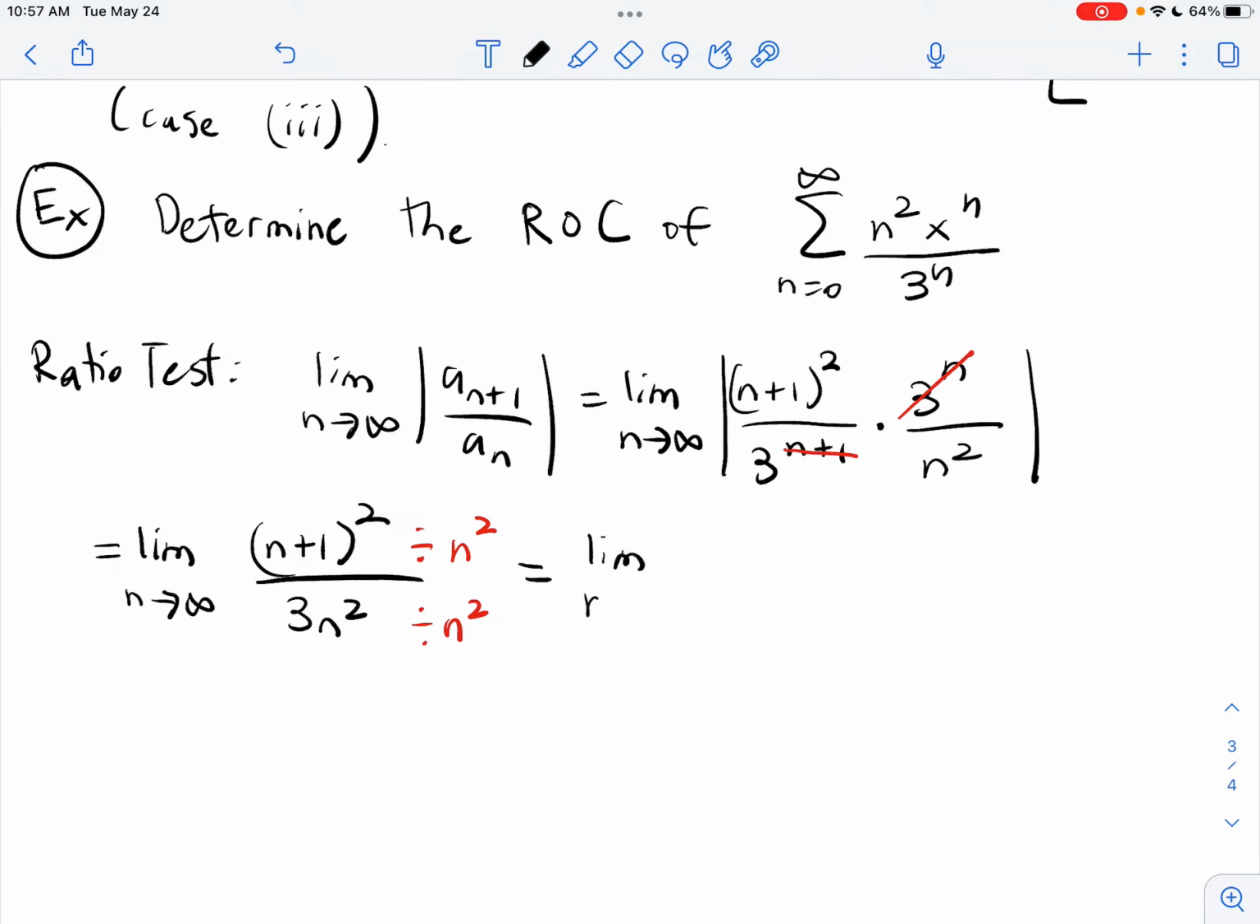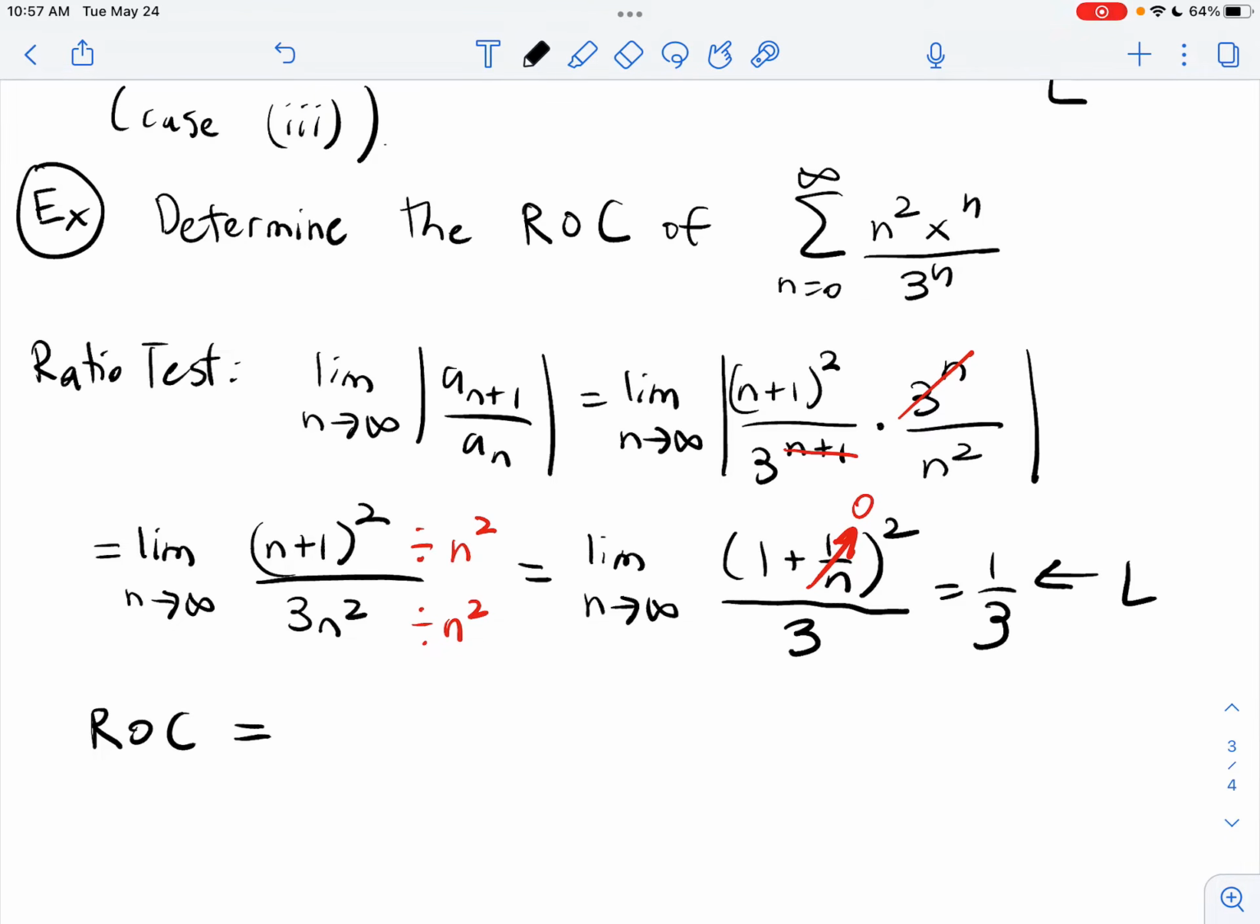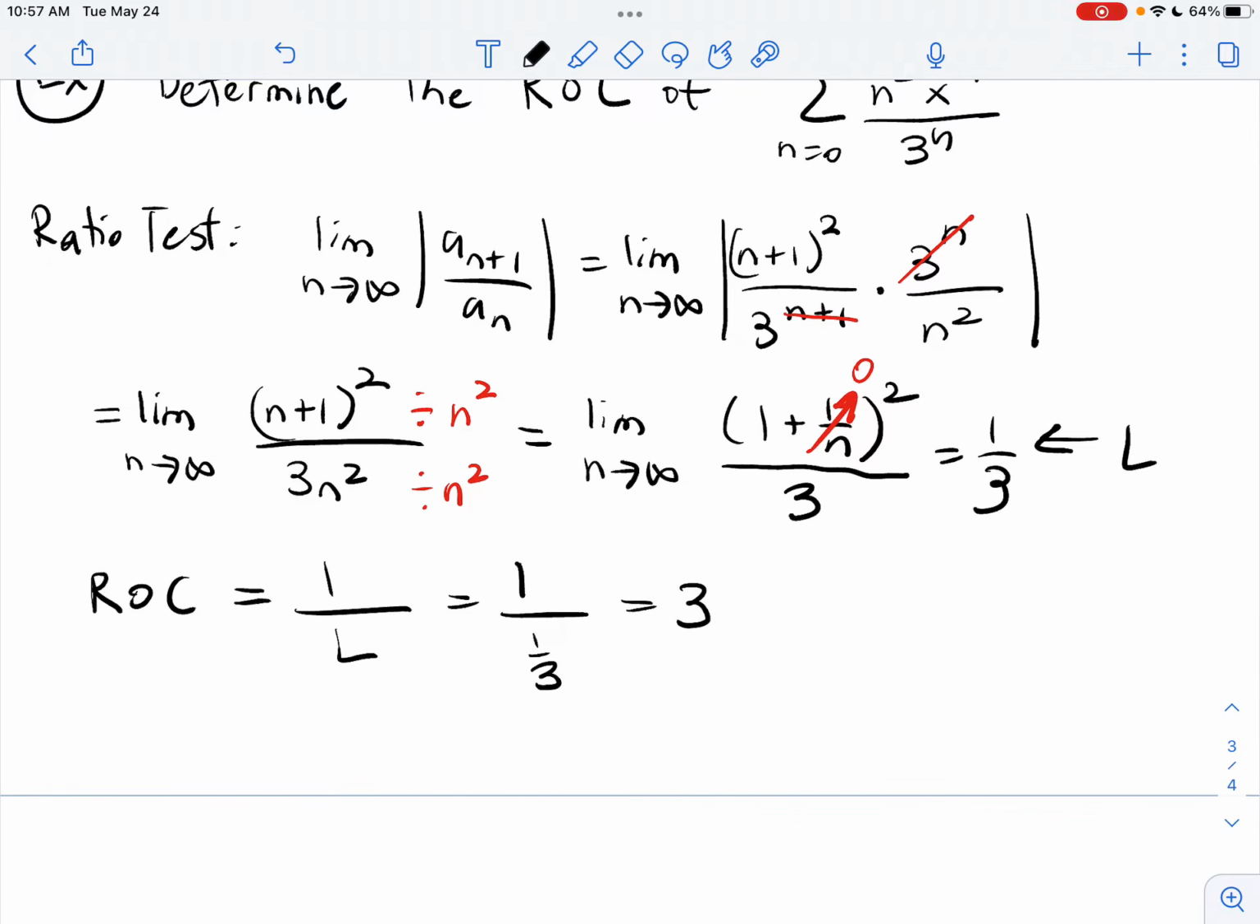This is going to equal 1 plus 1 over n, squared, because it becomes an n when you divide by it since it's inside a square. And over here we get a 3. And so this guy goes to 0. So our answer is just going to be 1/3. This guy is L, which means that the ROC is equal to 1 over L, which is 1 over 1/3, which is 3. So the radius of convergence is 3.